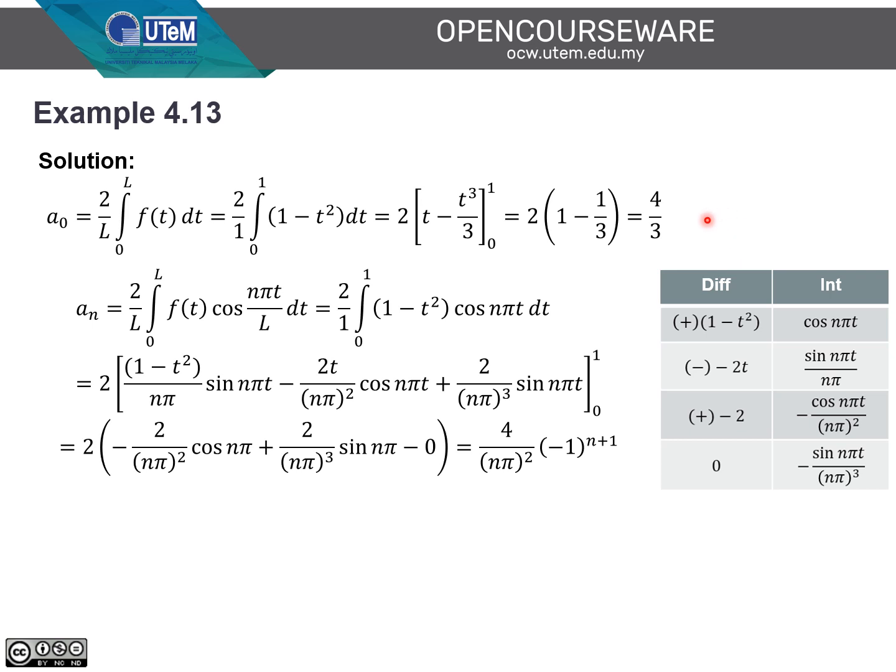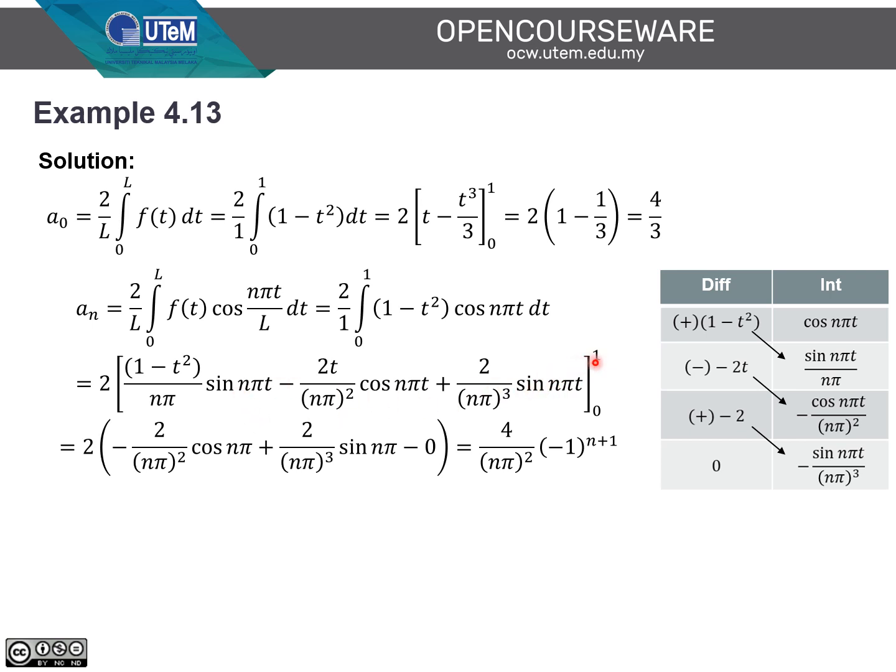In the differentiation column, we have 1 minus t squared, where we need to differentiate until we get 0. And in the integration column, we have cos n pi t and integrate the cos n pi t 3 times. Cross multiplication of the tabular method, we obtain the solution of the integration as shown here, with the limit from t equals 0 to t equals 1.